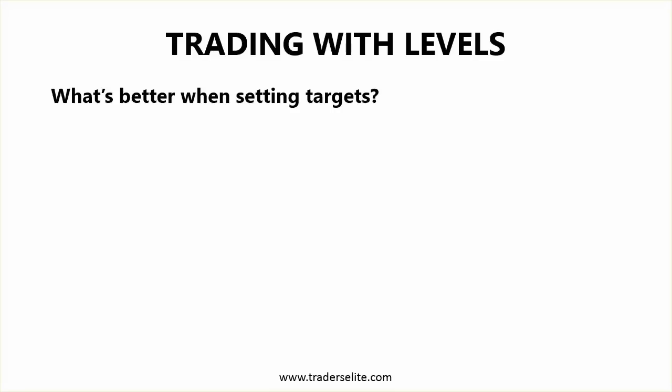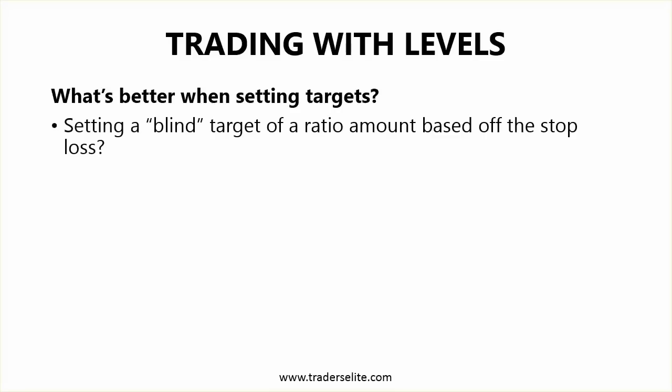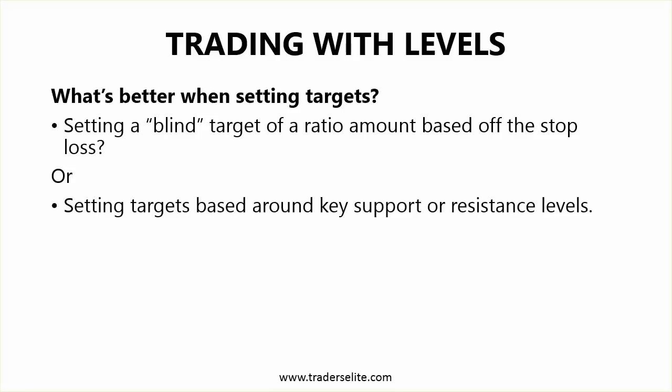Okay, and so the other question I pose is what's better when setting targets? Setting a blind target of a ratio amount based off the stop loss, say 1-to-1 or 1-to-2 or 1-to-3, or setting targets based around key support or resistance levels. In other words, if you're buying into a trade, you want to look at where the next resistance level is and set your target appropriately just prior to that resistance being reached. Or if you're selling into a trade, you want to look at where the next support level is and set your target just prior to that support level being reached. Naturally, I'm a big advocate of locking in profits as you go, but these are the big key targets that you're striving for.